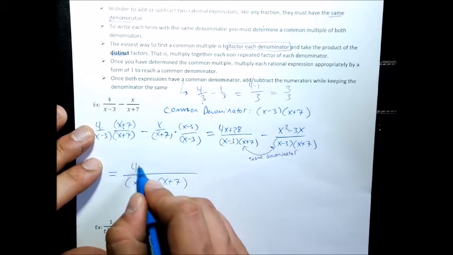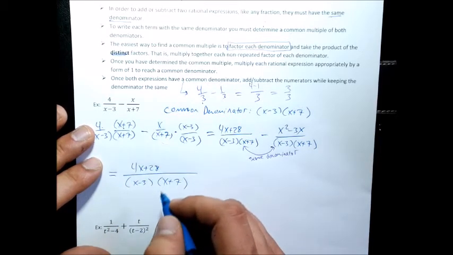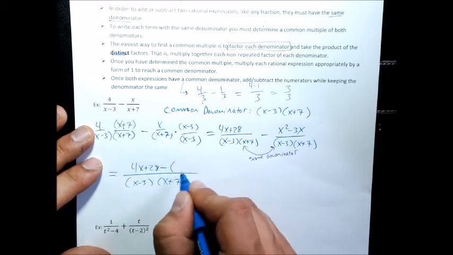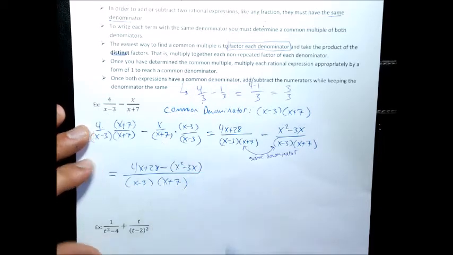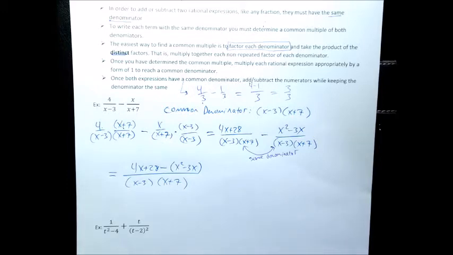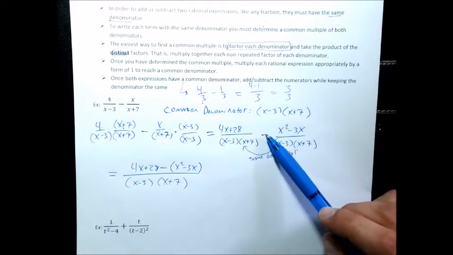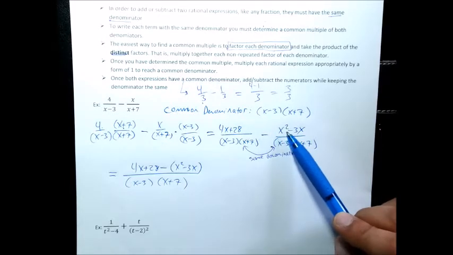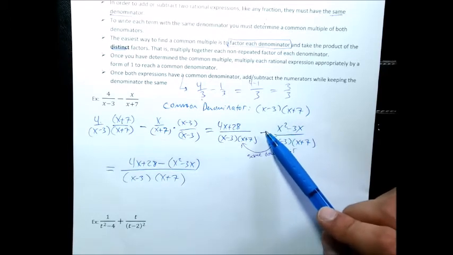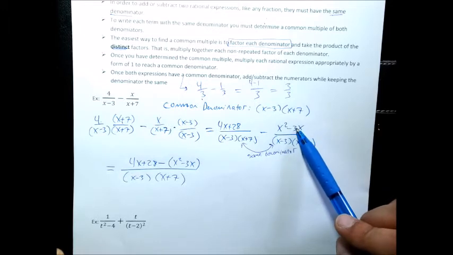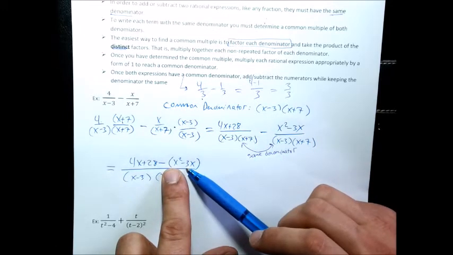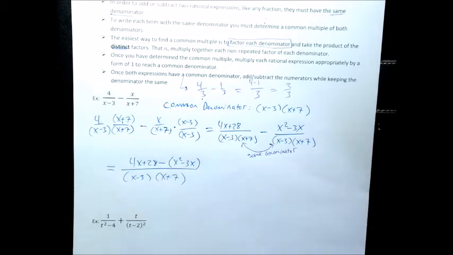We've got the 4x plus 28. And then we've got minus x squared minus 3x. And I wanted to write it like this first, to point out that this initial negative sign that I'm pointing at right now applies to both those things in the numerator. So it's going to make this x squared negative, but it's going to make the minus 3x positive. And you can see that here, right? Because now we can distribute this minus sign.